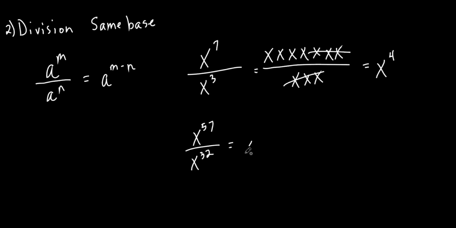All right, so what about this? What would you do here? You keep the base the same, and what would you do with the exponents? You subtract them. So you just go what? 57 minus 32, which is what? 25? So that would be x to the 25th power. It's the same thing right here. X to the 7th divided by x to the 3rd is what? X to the 4th. What did I do to that 7 and that 3? I subtracted to get that.